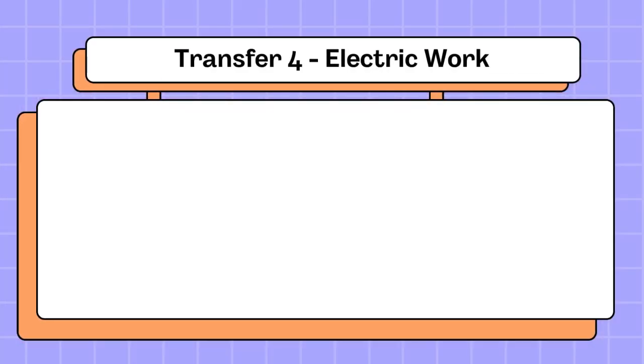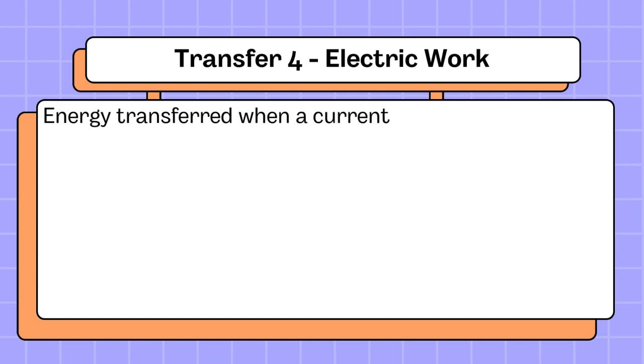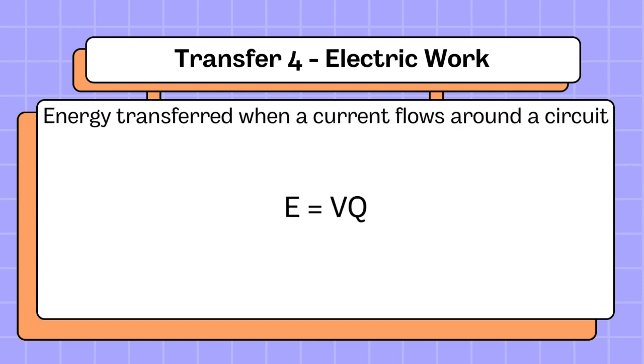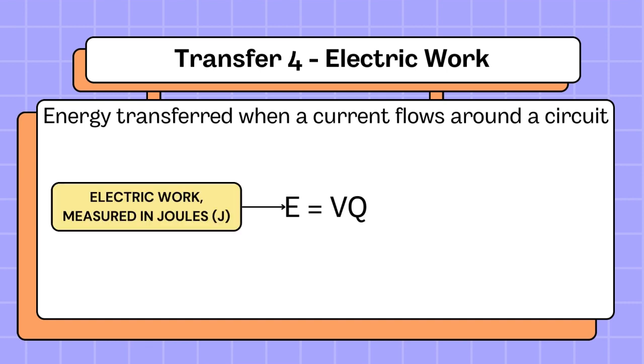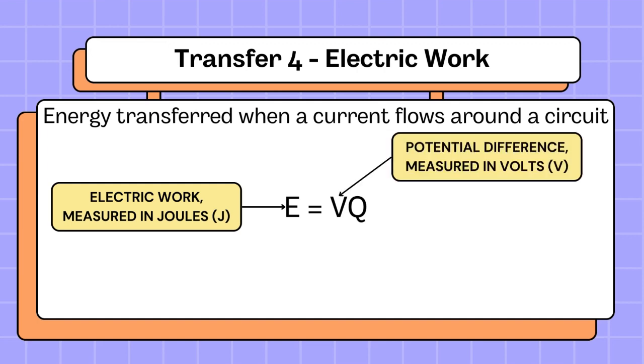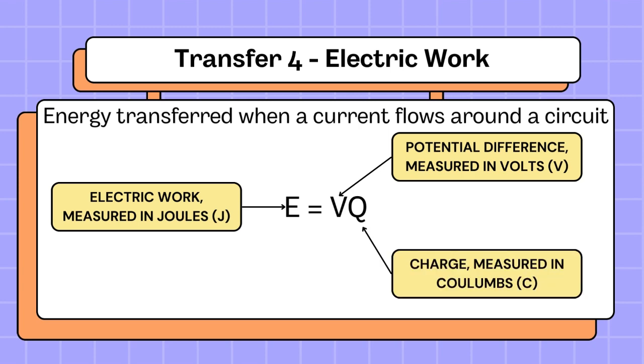The final energy transfer is electric work, which is energy transferred when a current flows around a circuit. The equation is E equals VQ. In the equation, the E is the electric work measured in joules. The V is the potential difference measured in volts. You may know this as voltage. Finally, the Q is charge, which we measure in coulombs.